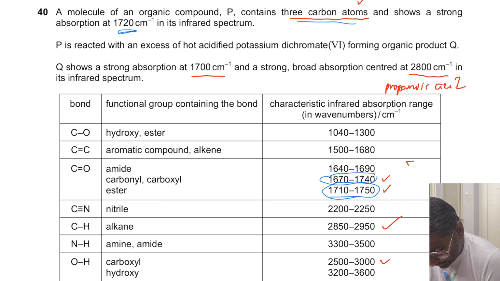So this one is a carbonyl compound that can be oxidized. The only thing is an aldehyde, I think. An aldehyde, if you oxidize it, can be oxidized to become carboxylic acid. So Q shows 1700, and then strong 2800, so around here, so carboxylic acid. So probably they are going to be forming carboxylic acid.